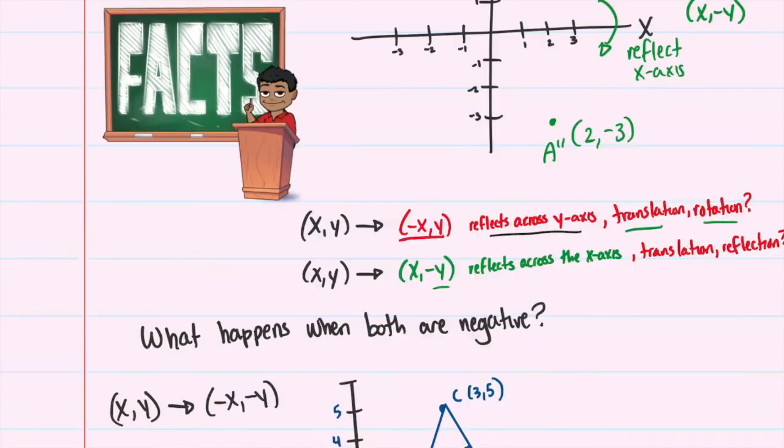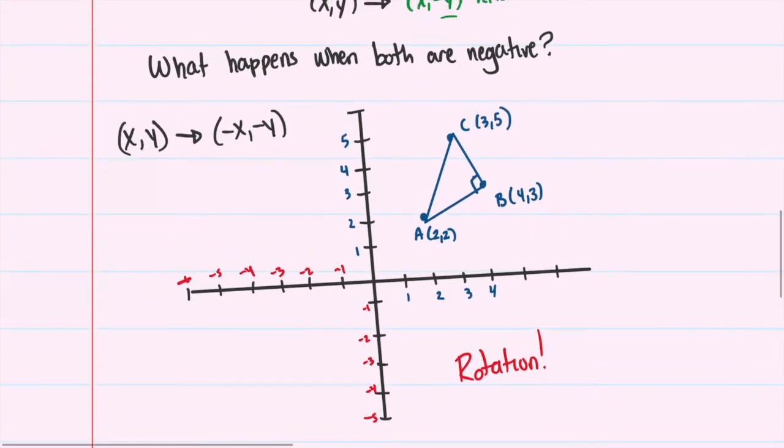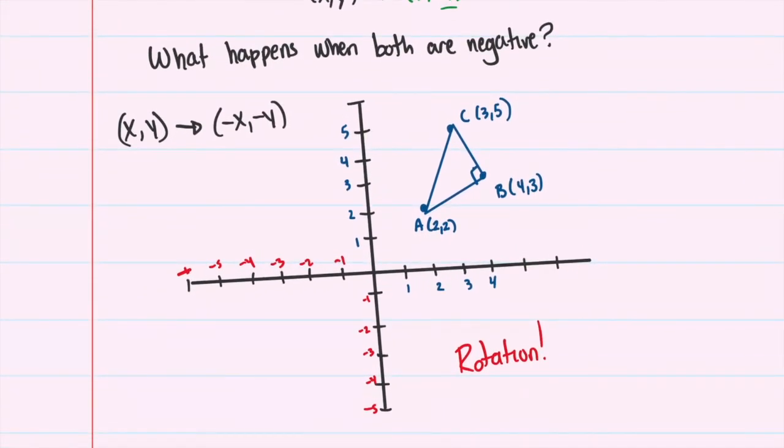So let me show you how that's going to look. In this example, we have point A is (2, 2). If I were to make both opposites, it would be (-2, -2). It's right there. Oops, let me change those shapes. There'll be A prime, which will be (-2, -2). The other one, (3, 5), that'll be (-3, -5). That'll be C prime, (-3, -5). And finally, B prime. That'll be (-4, -3). B prime, (-4, -3).